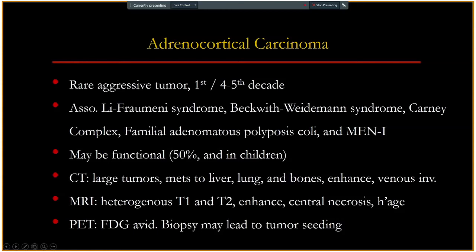That is in 50% of the cases, and when they happen in children, they are more likely to be functional. On CT, these are seen as large tumors, and since they are aggressive, we can see mets to the liver, lungs, or bones. They enhance and they show venous invasion and also local invasion. On MR, they are heterogeneous on T1 and T2 weighted sequences. They show contrast enhancement, and central necrosis or hemorrhage may also be seen. On FDG PET scanning, they are FDG avid, but they're not biopsied because we know that biopsy may lead to tumor seeding of the biopsy tract.